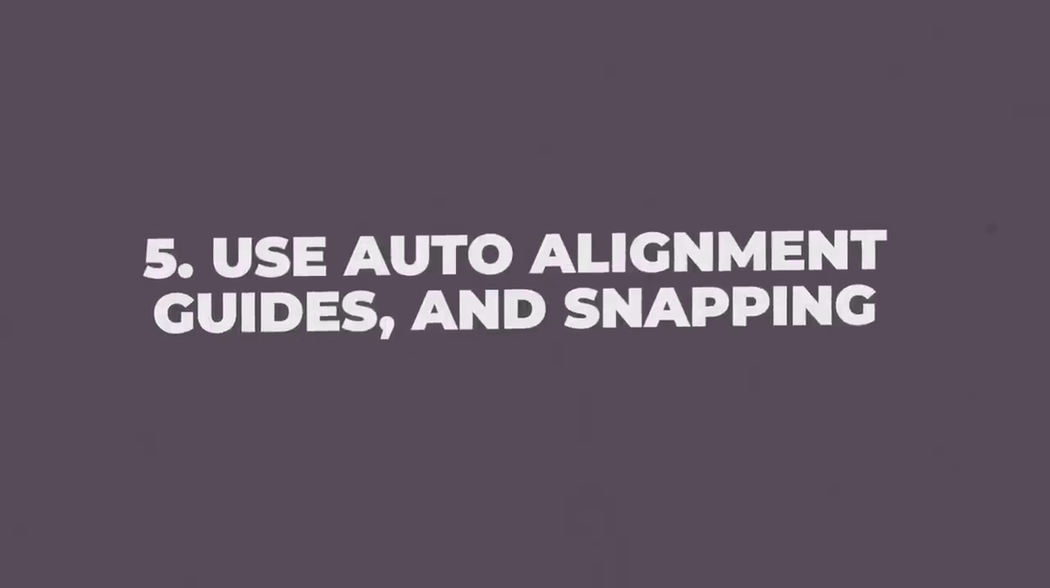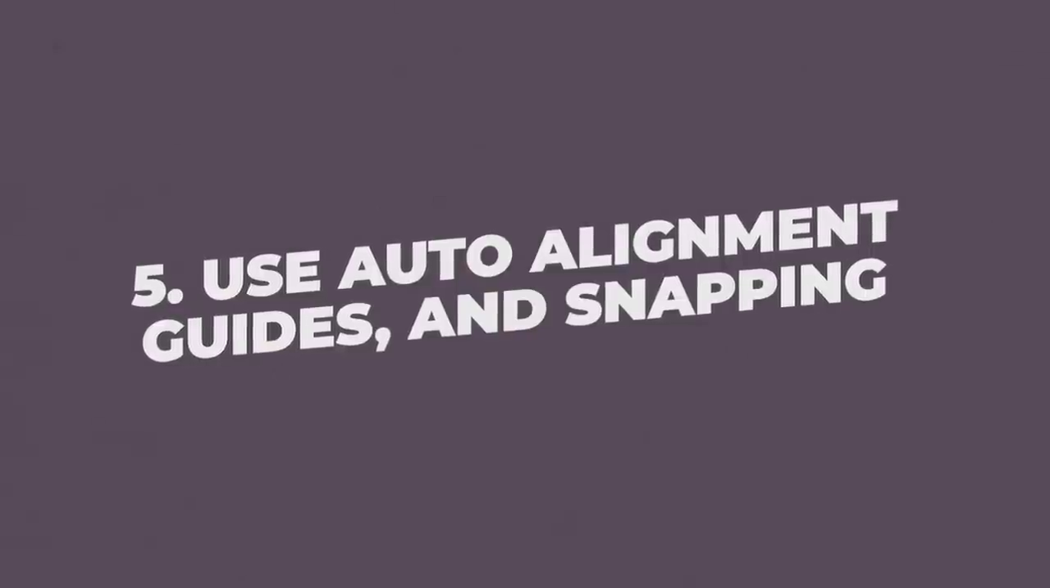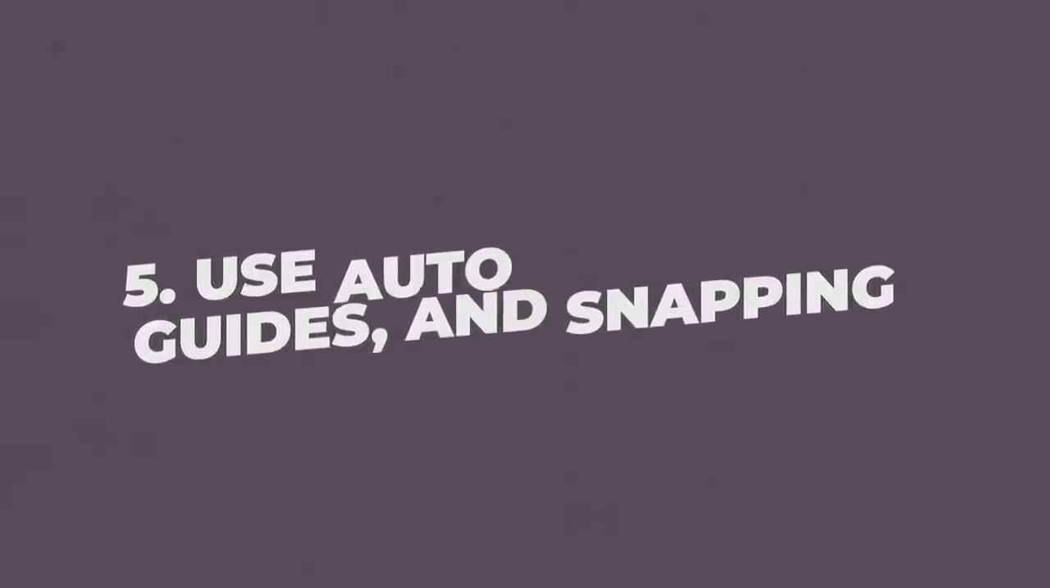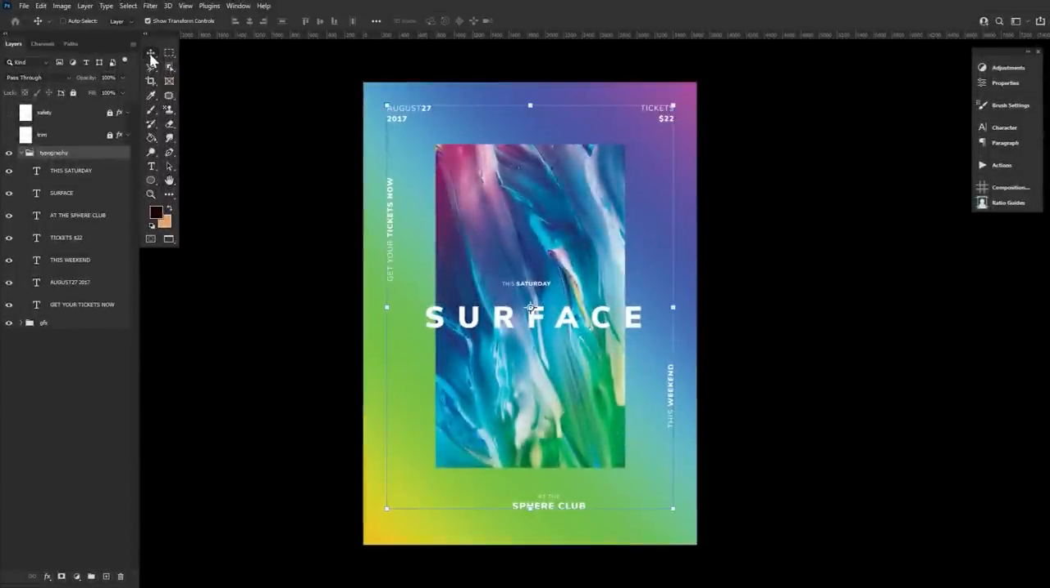Number 5, using auto alignment guides and snapping to keep things evenly aligned and balanced. First, let's talk about the auto alignment tools, which can be accessed in the Move Tool's upper options bar. If you have two layers selected, you'll have 6 different alignment options. You'll also have 2 additional distribution tools if you have more than 3 selected. These tools will auto-align based on the pixel edges of your layer.